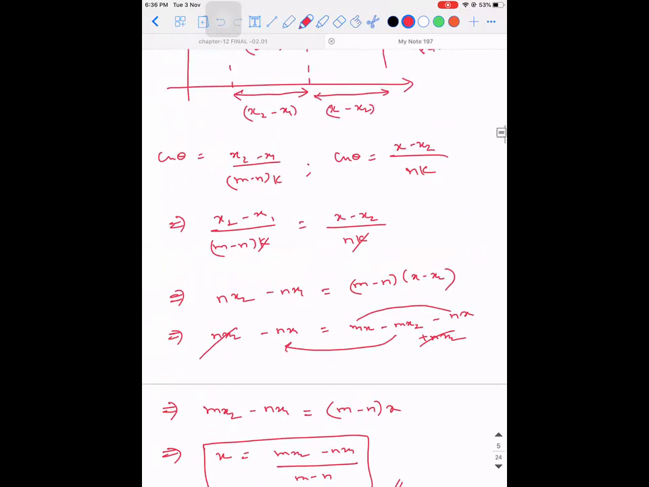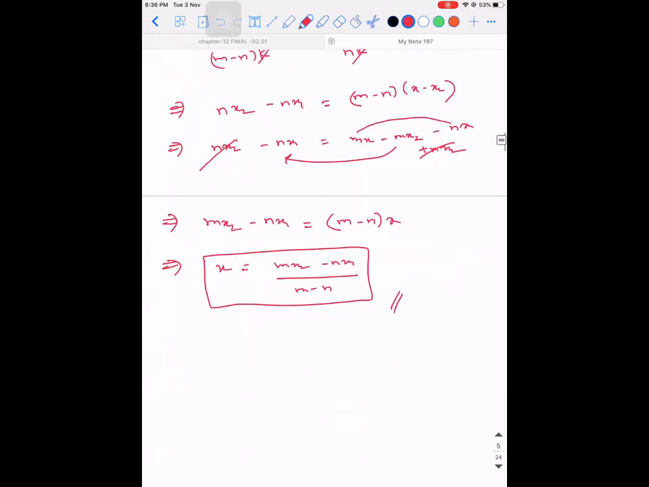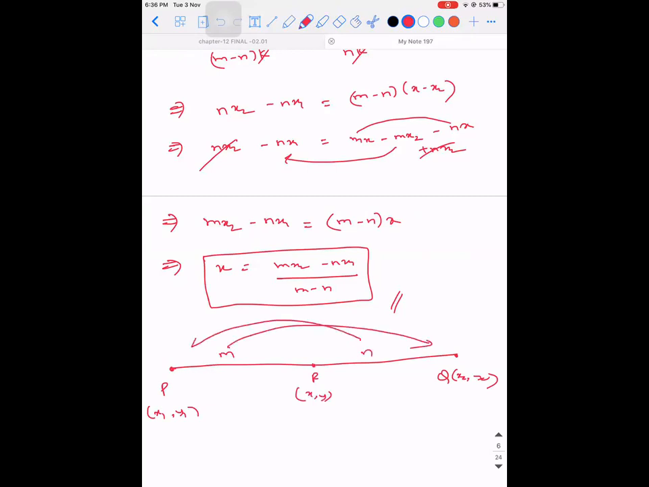M into x2 plus n into x1. You have to do a cross multiplication between them. So how to remember: if this point P is x1, y1, this point Q is x2, y2, and this point R is x, y, with ratio m:n, then it is m into x2 plus n into x1 divided by m plus n. This is internally. If it is externally, just cross multiply and then so on.